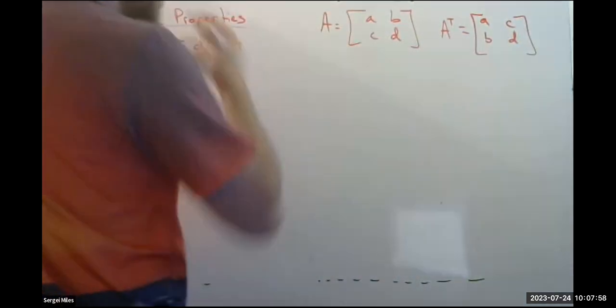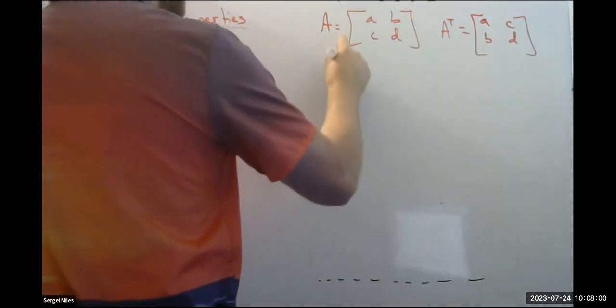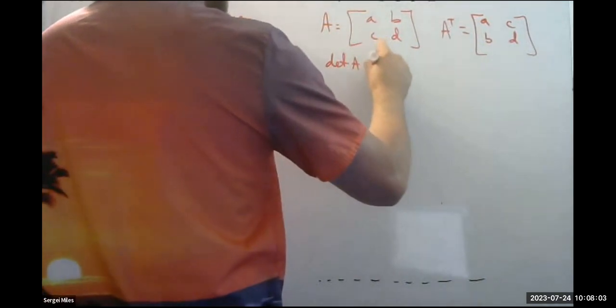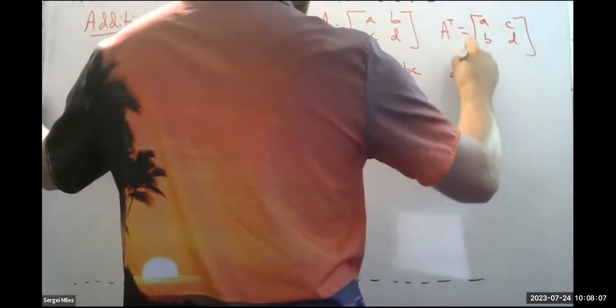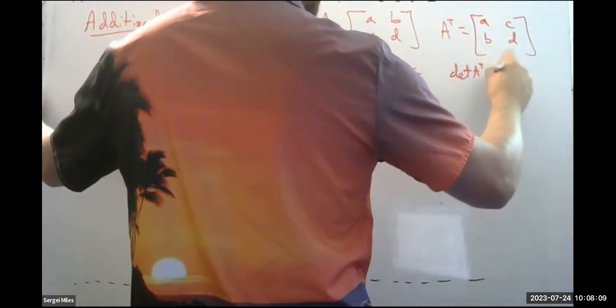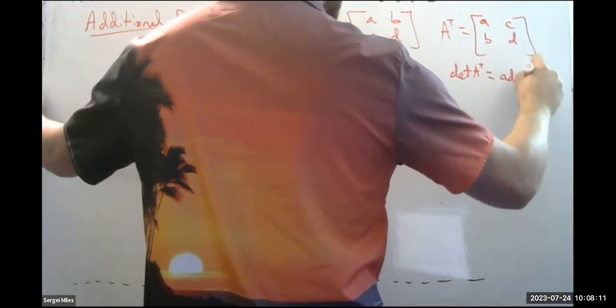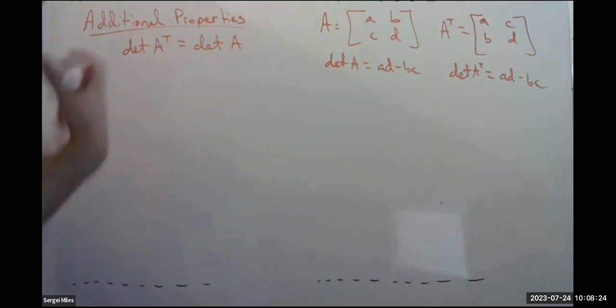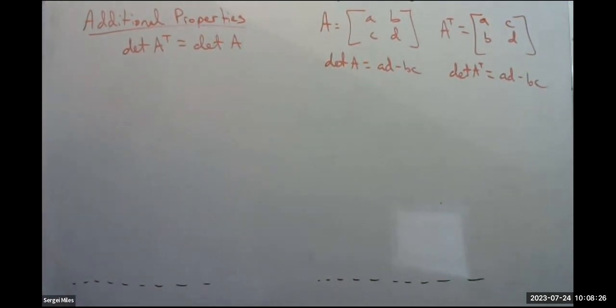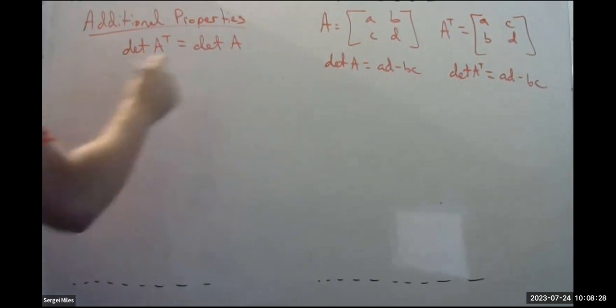But look what happens. What's my determinant? Well, the determinant of the original matrix we know is AD minus BC. What's the determinant of the transpose? We have AD minus BC, right? It doesn't change anything. So taking a transpose is still going to preserve the determinant properties, right? Just as it does for inverses, where we have that relationship with inverses. All right.